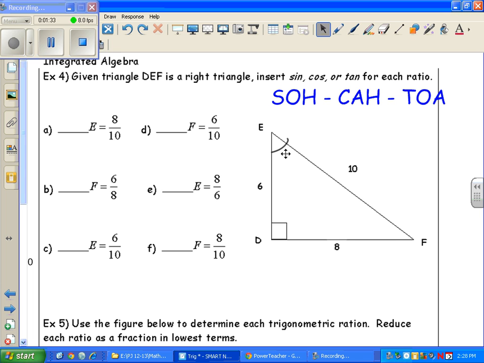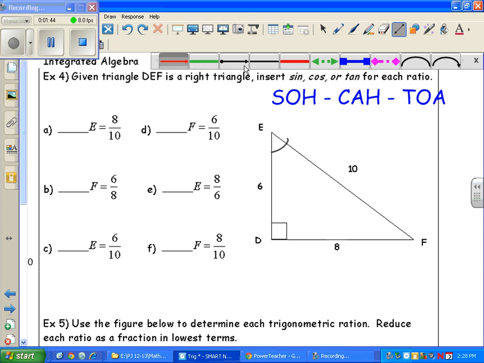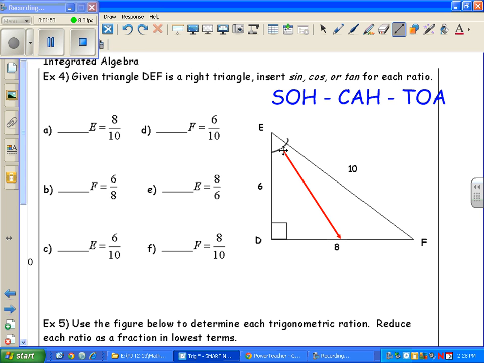You have to picture yourself actually standing in the triangle and think about where the legs and hypotenuse are in relation to where you are in the diagram. And I like to use arrows to help me out with this. So if I'm at angle E, the side across from angle E is side DF. So this would be opposite angle E.